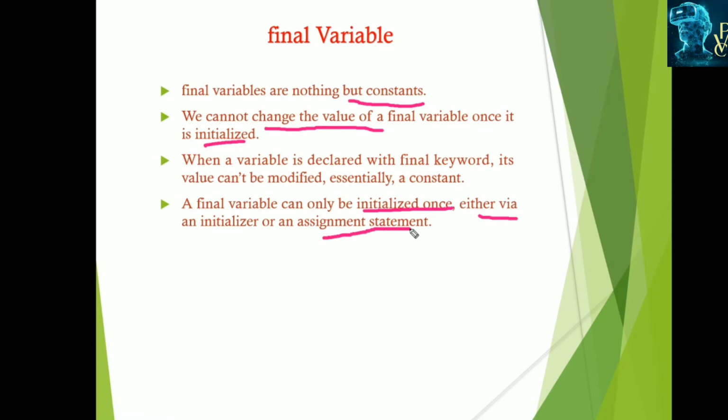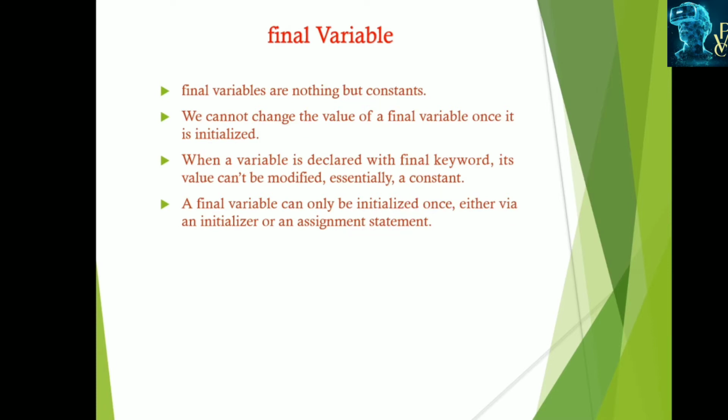So for example in C++ or C language, we can declare the constant with the const keyword, but in Java we can declare the constants with the help of the final keyword. So what we observe here, when we declare the variable as final, those variables cannot be changed during the program execution.